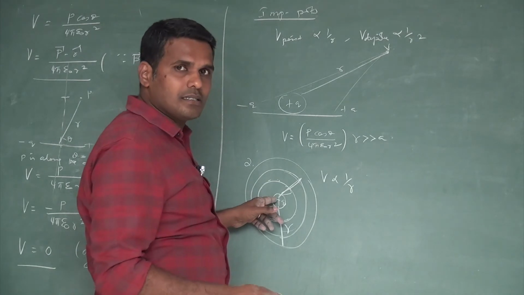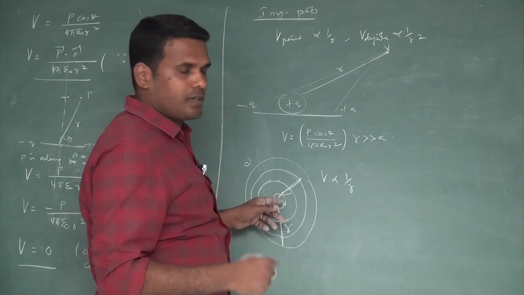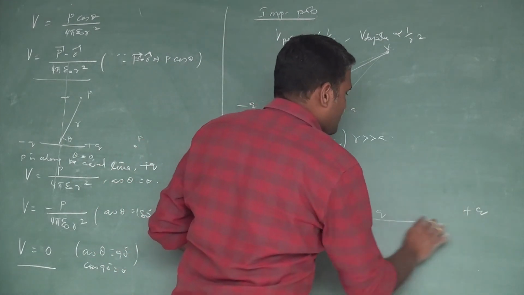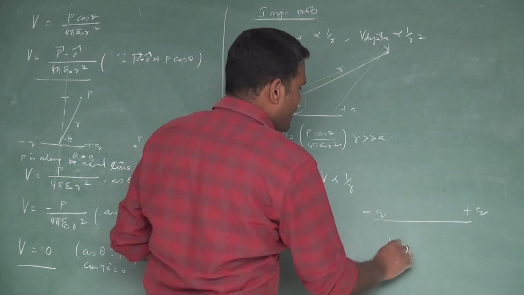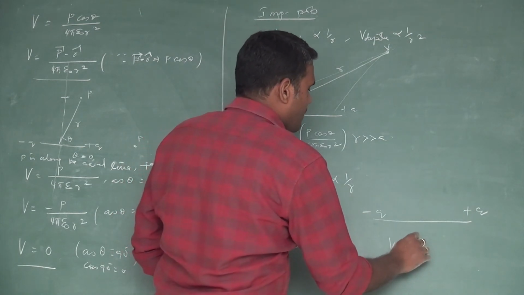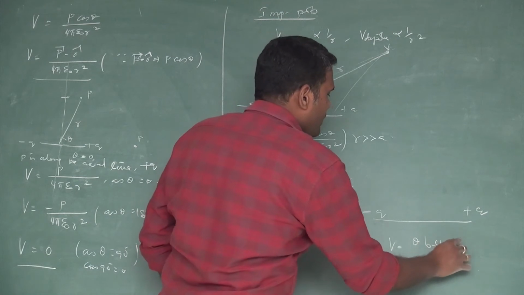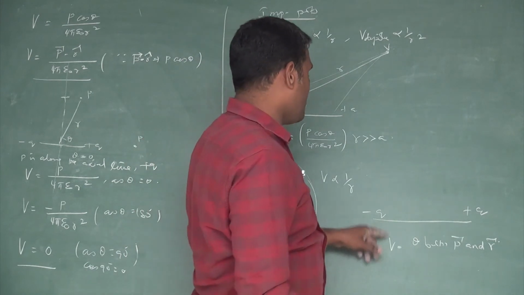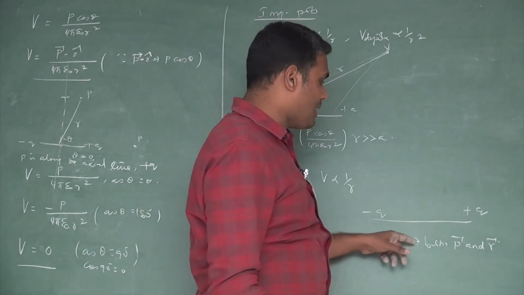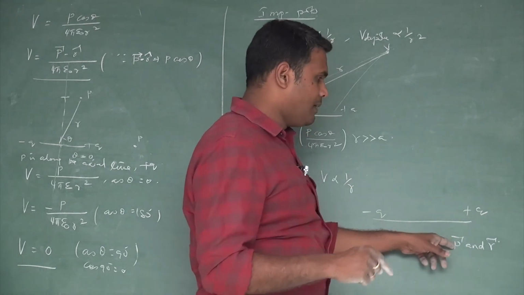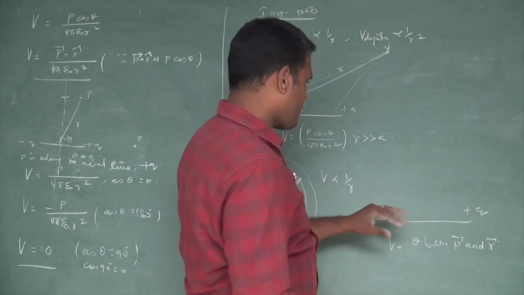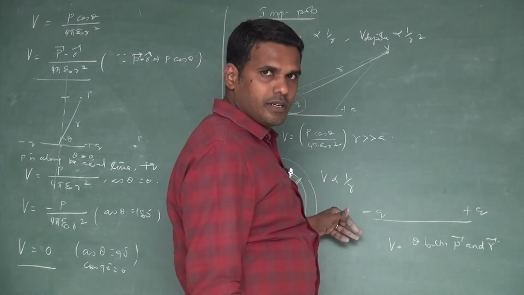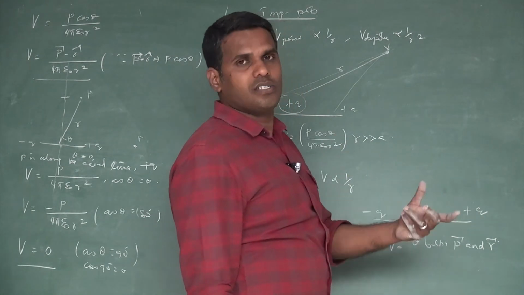So for point charges there is a spherical symmetry, whereas for dipoles, with minus q and plus q, spherical symmetry does not exist, because V depends on the angle theta between the p vector and the r vector. The potential due to an electric dipole depends upon the angle theta between the dipole moment and the position vector. So definitely we cannot get any spherical symmetry here. Instead, you will get an axial symmetry.